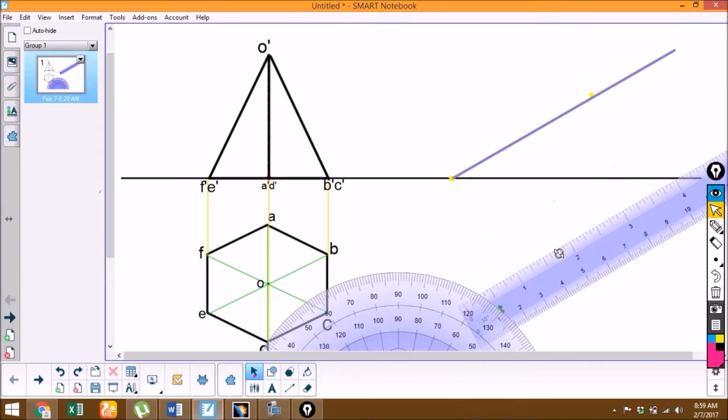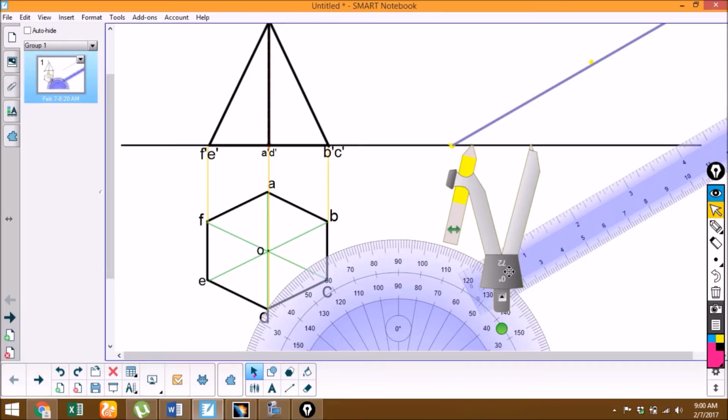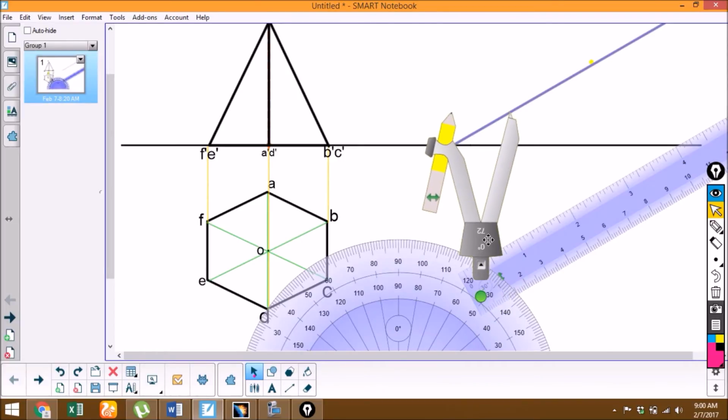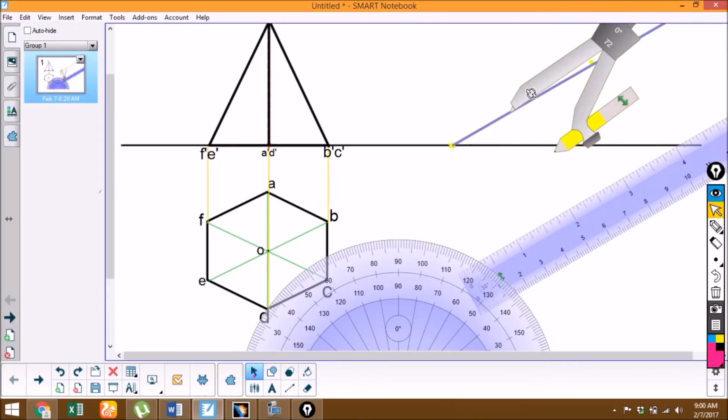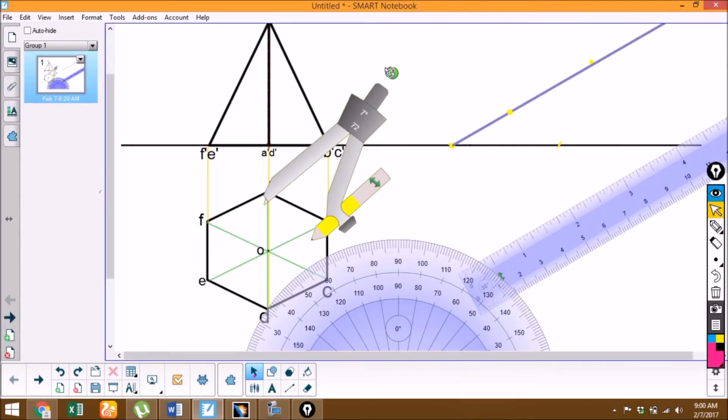Here BC is the edge. With the help of this edge only we are going to change the axis position, inclined with respect to the ground at 30 degrees. So B dash C dash must be on the XY line only. Taking A dash D dash as center on this inclined line, wherever the XY line cuts, that point will become B dash C dash.